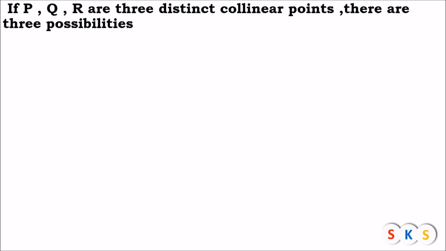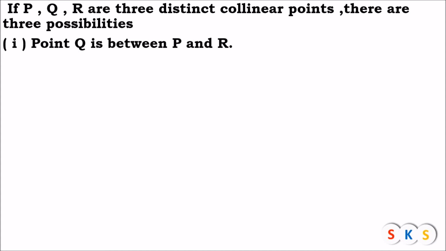If P, Q, R are 3 distinct collinear points, there are 3 possibilities. Here we have 3 points P, Q and R. They are collinear points. Collinear means they fall on the same line. But here we don't know the position of all the 3 points. Q may lie between P and R, or R may lie between P and Q, or P may lie between Q and R. So here we have 3 possibilities.